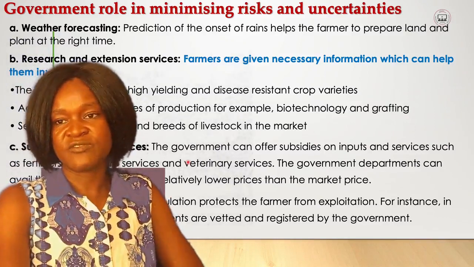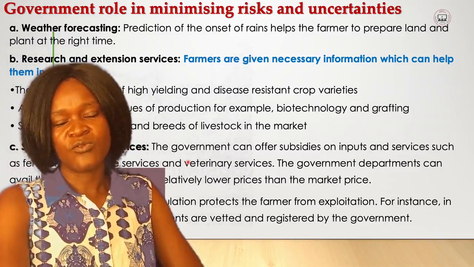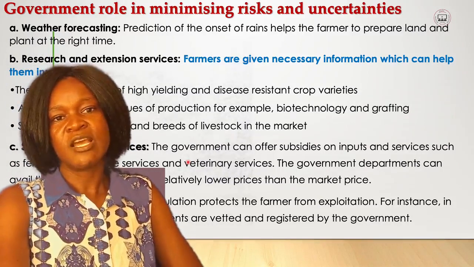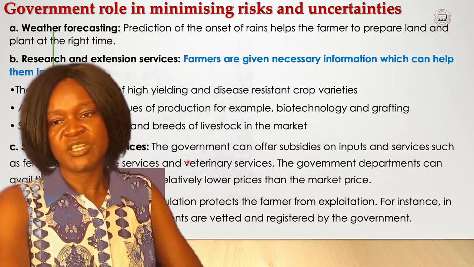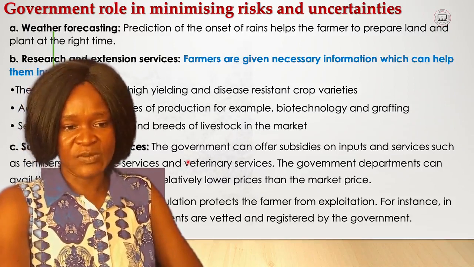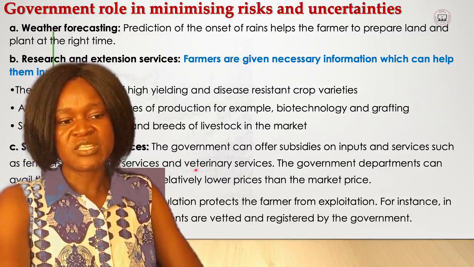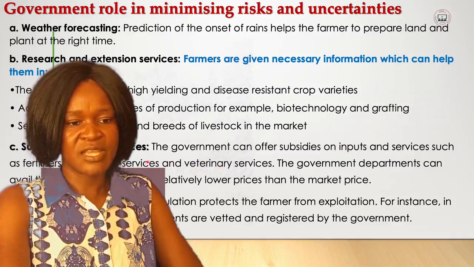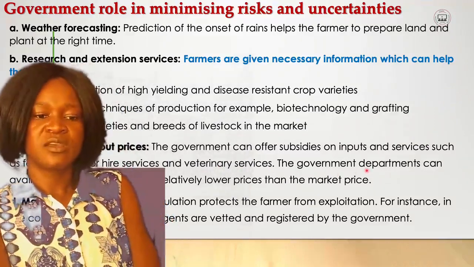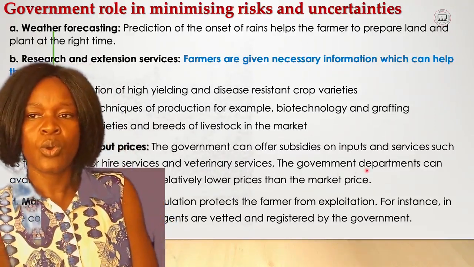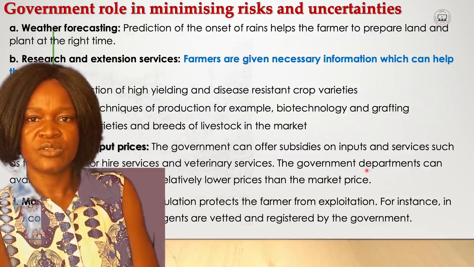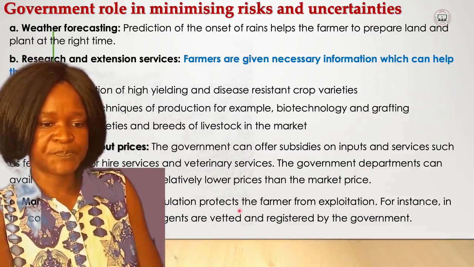For example, the fertilizer, as of now, we are talking of 70 something thousand, but the subsidy price is only 15,000. So, if the farmer uses those subsidized inputs, it means a lower cost of production.